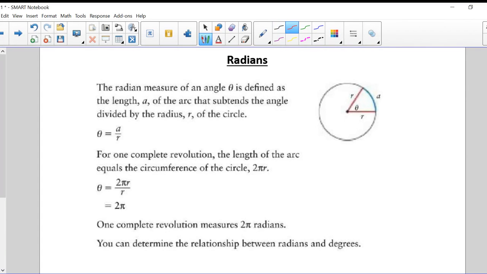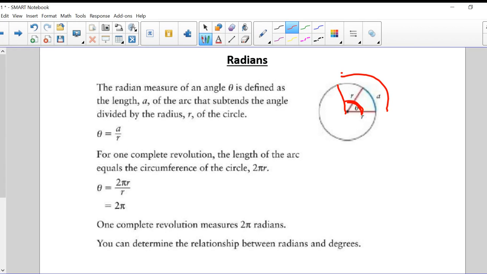But what if I decided to make it 2 radii? Then the angle at the center would now be 2 radians. And if I were to make that bigger, and now I'm covering 3 radii, then it would be 3 radians. So the bigger the angle is, the more radii you're going to be covering, and every additional radius that you cover is another radian.